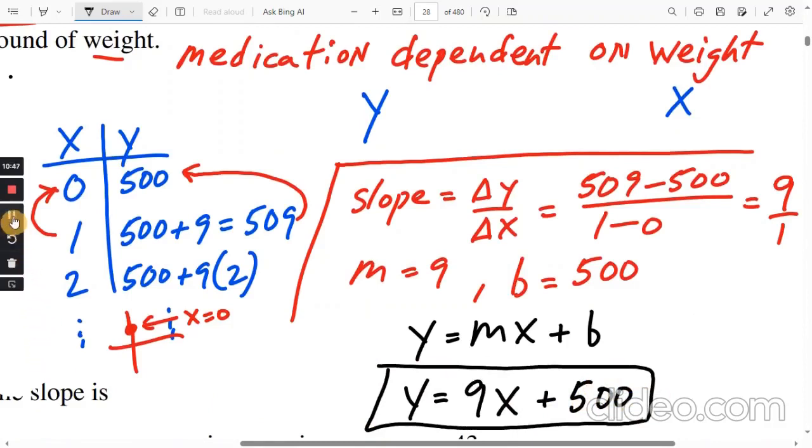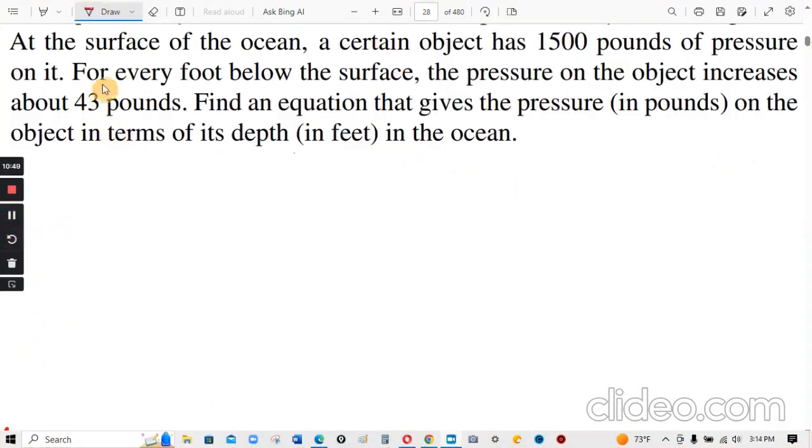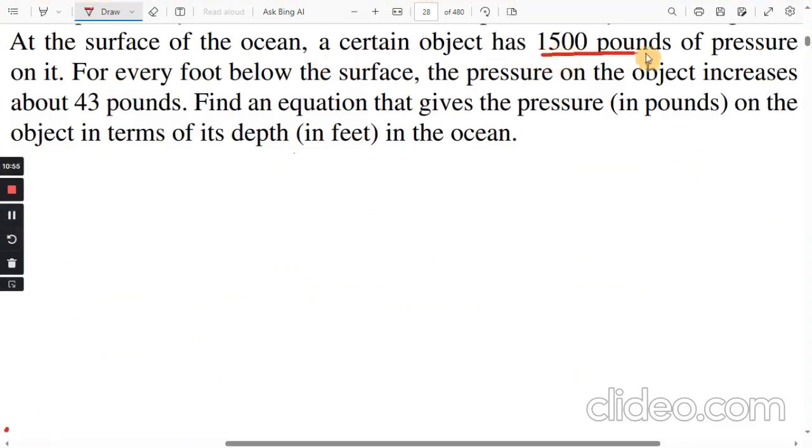All right, next example. At the surface of the ocean, a certain object has 1,500 pounds of pressure. For every foot below the surface, the pressure on the object increases by about 43 pounds. Find an equation that gives the pressure in pounds on the object in terms of its depth in feet.